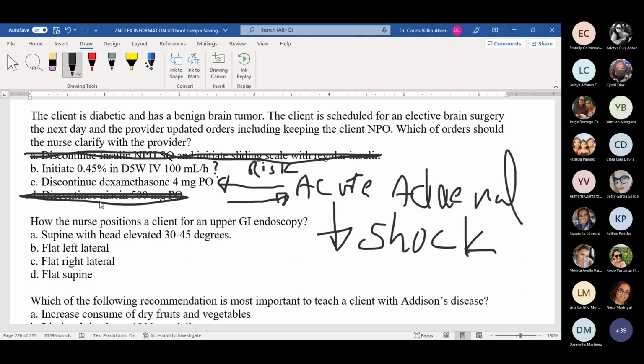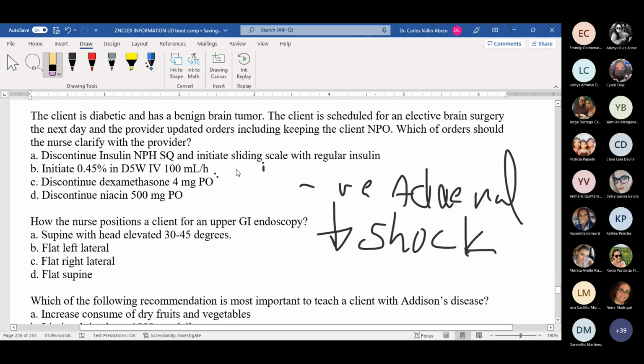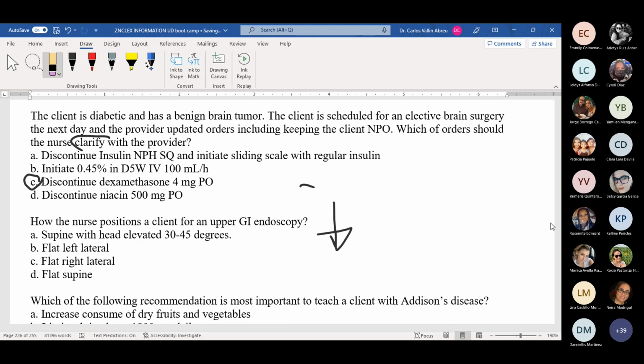So what do you think is more important of these two options, the adrenal crisis or the risk of receiving the other medication? The adrenal crisis. So if we were in our NCLEX, after doing this analysis of the question, we should probably select this option as the one that needs to be clarified.